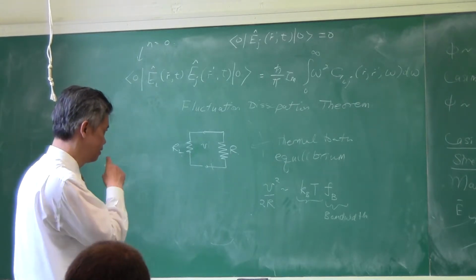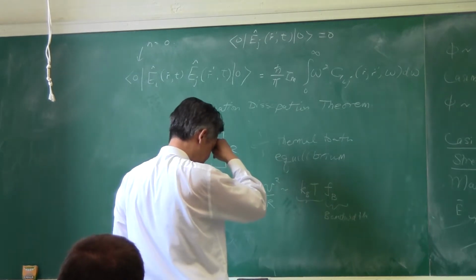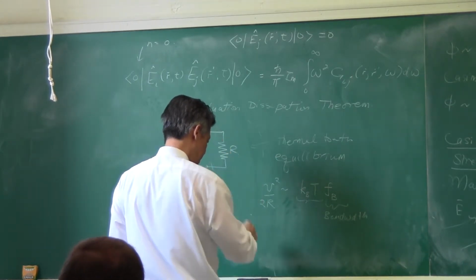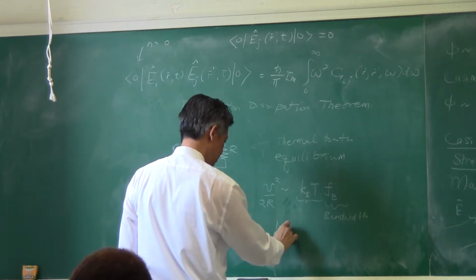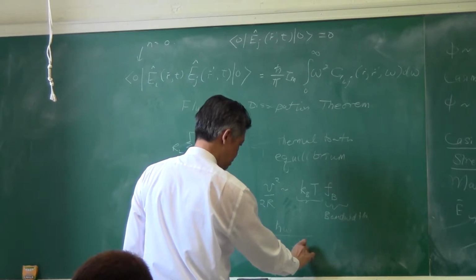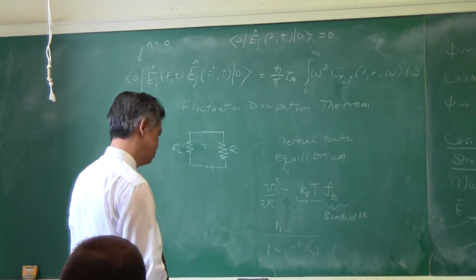Planck's law says that the distribution of the energy is proportional to something else, and I don't correctly remember the formula now. Maybe h omega over 1 minus e to the minus h omega over kBT. This is Planck's law, right?